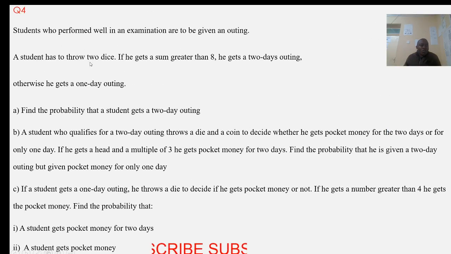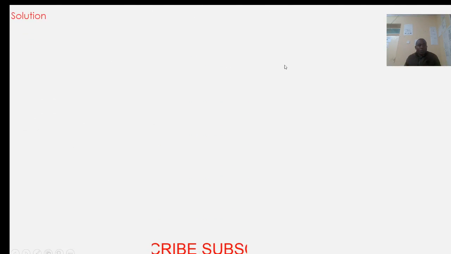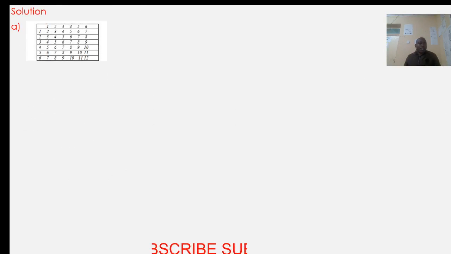A student has to throw 2 dice, and the dice contain numbers 1 to 6. So you arrange 1 to 6 and 1 to 6. If he gets a sum greater than 8, he will get a 2-day outing. Sum greater than 8 is a 2-day outing.